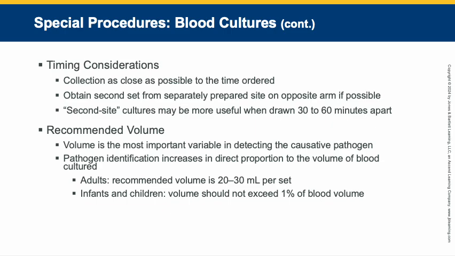So when we're talking about amounts down there at the bottom, under the recommended volume, for adults, the recommended volume of blood is 20 to 30 milliliters per blood culture set. If it is an infant or child, the blood volume draw should not exceed 1% of their blood volume, so much smaller amounts. And the peds blood culture bottles are much smaller than the adult blood culture bottles.